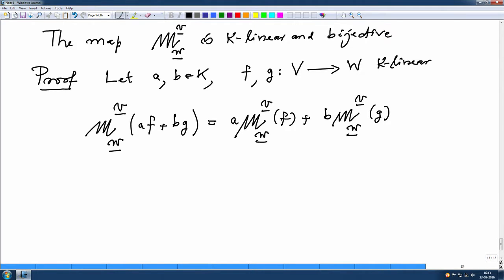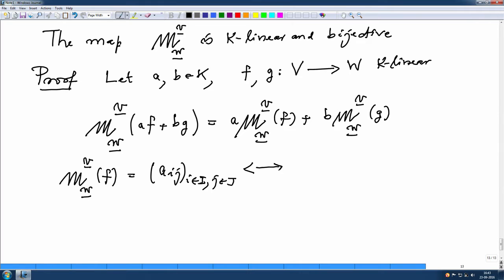Okay, but let us see how did we define M_{V,W}(F). If this is Aij, i in I, j in J, we are assuming finite and everything, no? So this is defined by the equations for every j in J, F of Vj equal to summation Aij Wi. That's how we define this matrix, all these coefficients.